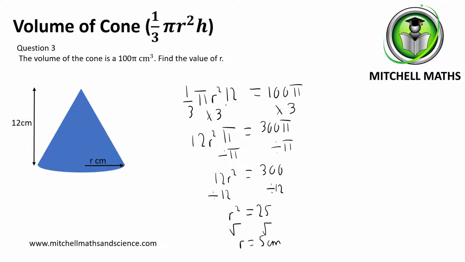So all you do is you write out the equation. You've got your equation for the volume, and you've been given the volume in the question. So if you make it equal to the volume, it's then just a case of rearranging and making r the subject.